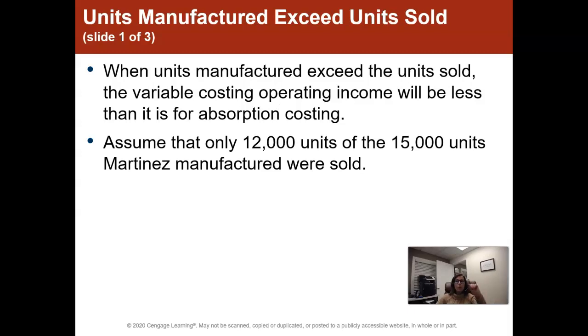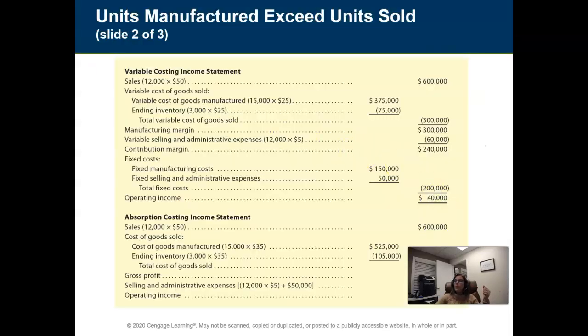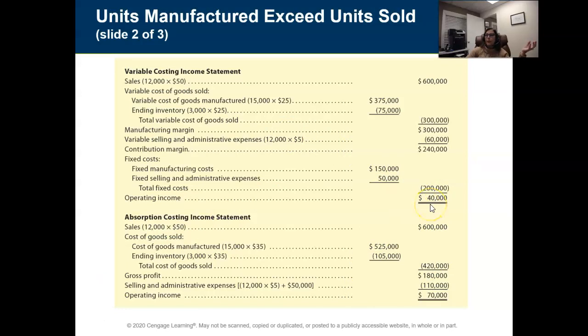So if we think back to our example and decide rather than selling the 15,000 units, we could only sell 12,000, then we now start to see the difference in these two methods. Under the variable costing income statement, our operating income is 40,000, whereas under the absorption costing income statement, our operating income is 70,000. So now we begin to see a disparity when our sales and our production aren't in sync with one another.